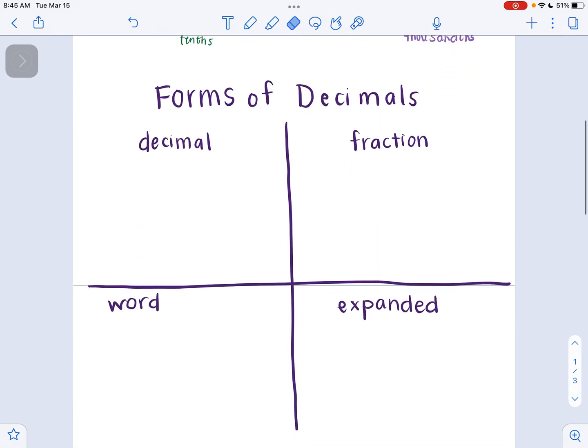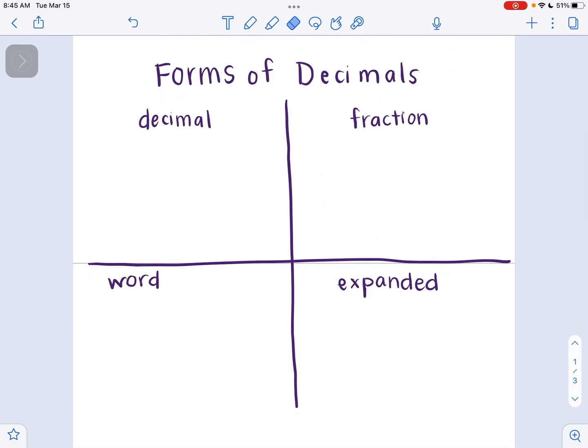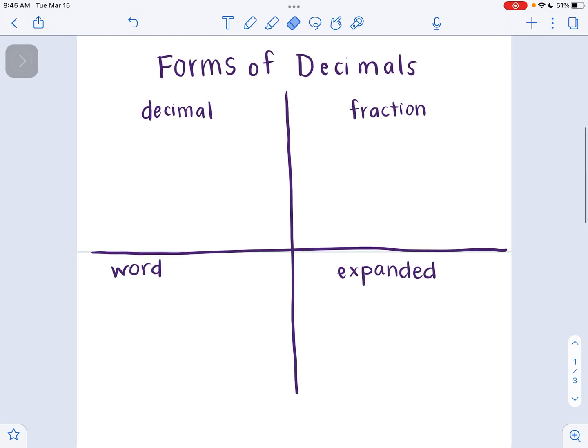The last thing that we're going to talk about today is the forms of decimals. And we've talked about this with whole numbers before, but I want you to pause the video and I want you to cut your paper into 4 sections like I've done here. You've got a decimal section, you've got a fraction section, we've got a word section, and we've got an expanded section. So pause that video now. You don't need to start a brand new sheet, but maybe on the rest of your paper you can split that up.